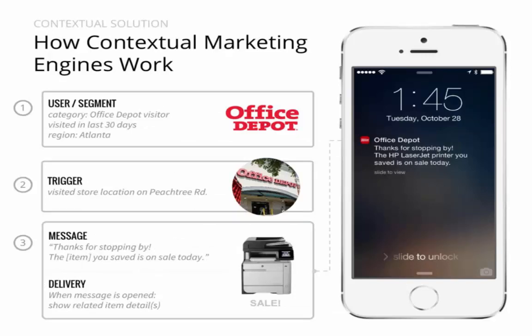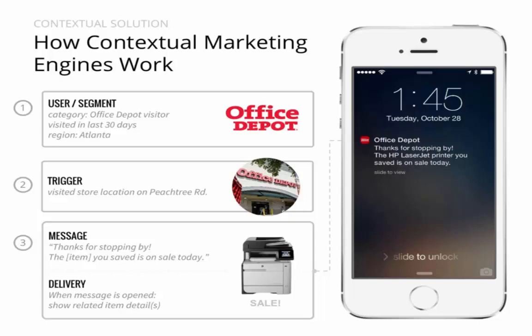And here's a little example of how contextual marketing engines work, right? Because it's easy to say, here's this big new category of what personalization looks like. Now, if I really want to have a highly individualized conversation with my customer, wherever they are, whatever they're doing, here's a way to think about it. First of all, let's develop a user segment that says something simple like, I've come to the Office Depot in the last 30 days and I'm in a particular location, right?